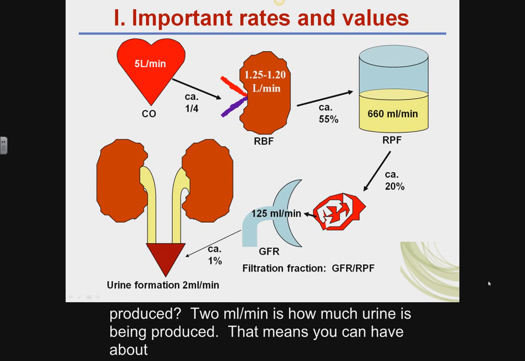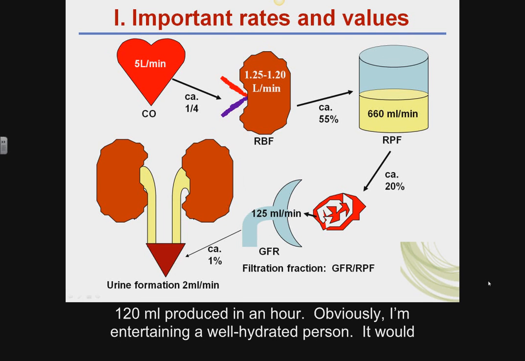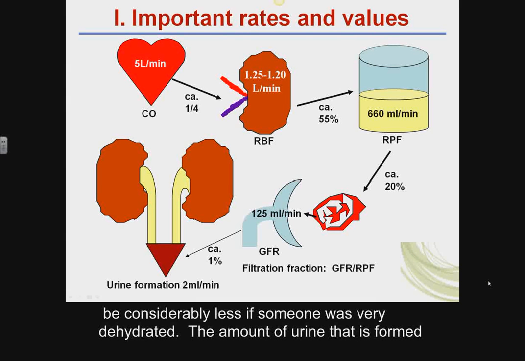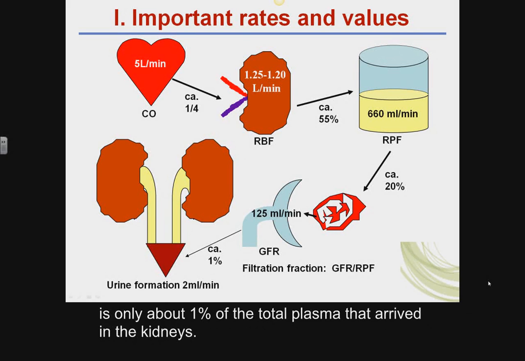How much urine is being produced? 2 milliliters per minute is how much urine is being produced. That means you can have about 120 milliliters produced in an hour. Obviously, I'm entertaining a well-hydrated person. It would be considerably less if someone was very dehydrated. The amount of urine that is formed is only about 1% of the total plasma that arrived in the kidneys.